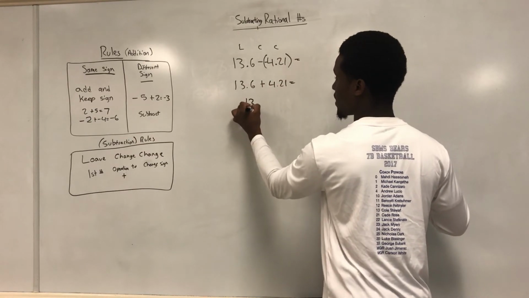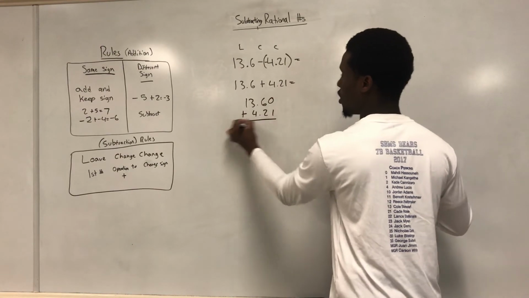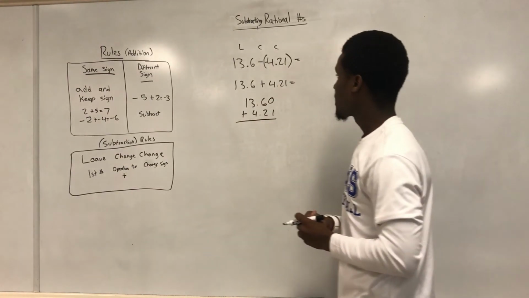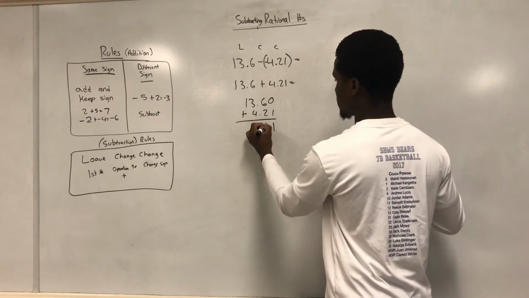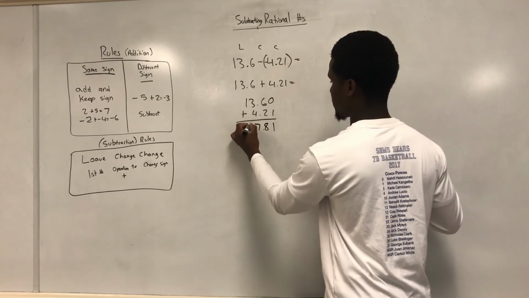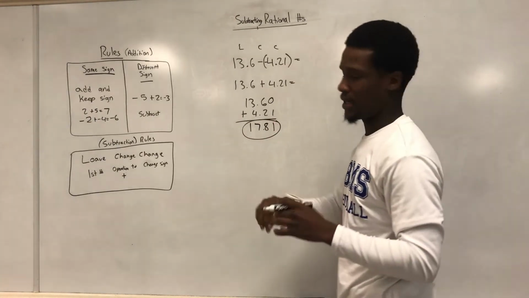Right? Now I'm just going to go ahead and write this vertically. 4.21. Make sure all my decimal places are lined up. So, signs are the same. Simple enough. 1, 8, 7, 1. So my answer is going to be 17.81. Okay?